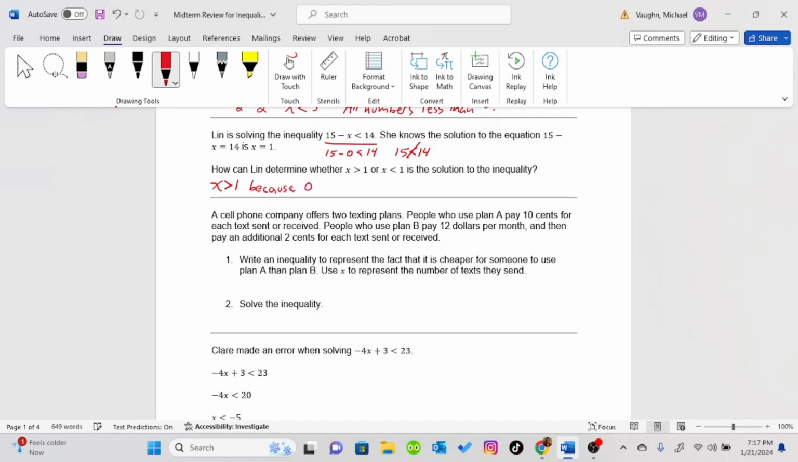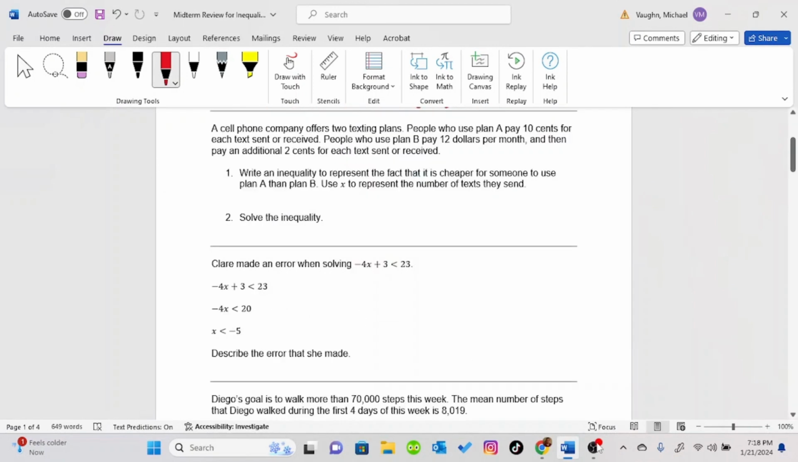Because 0 makes the inequality false, and if 0 makes it false, every number less than 1 will make it false.